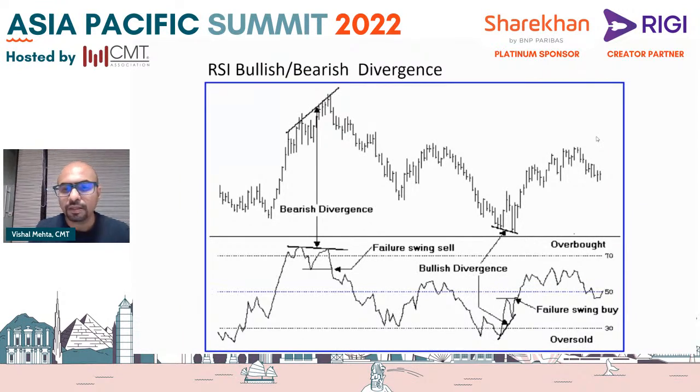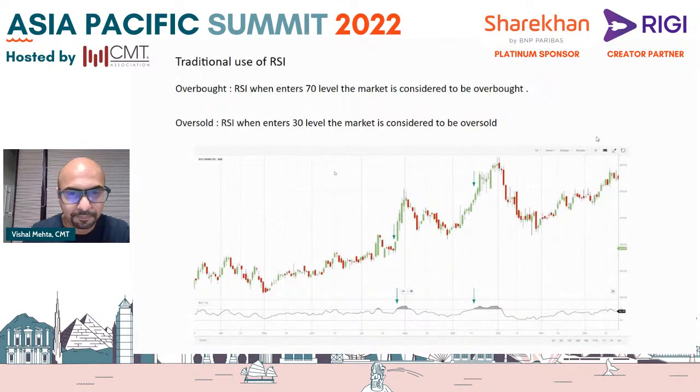So that is what we call trading the divergence. And guys, I don't want to re-emphasize this many times, but I really wanted to tell you this: these bullish and bearish divergences are very powerful tools.